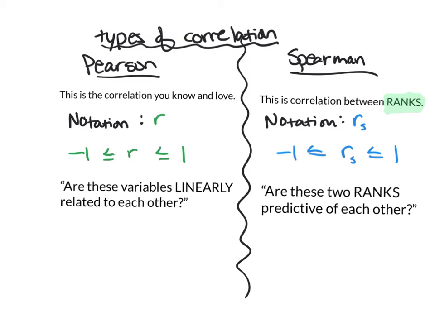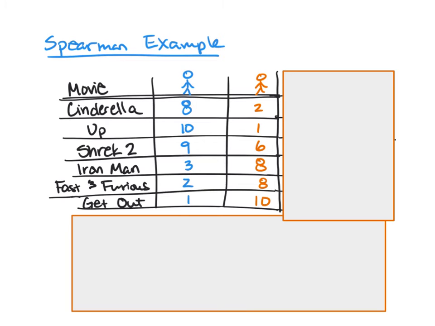This is also from -1 to 1, and it is notated with r and a lowercase s, and they are basically asking, are these two ranks predictive of each other? So here's an example for Spearman. We have a bunch of movies here: Cinderella, Up, Shrek 2, Iron Man, Fast and the Furious, and Get Out.